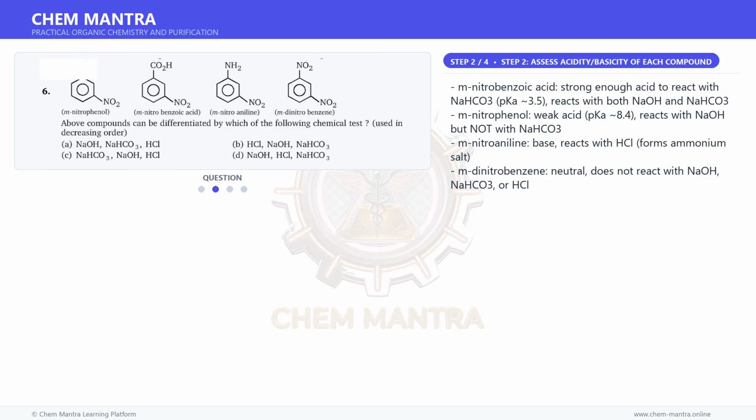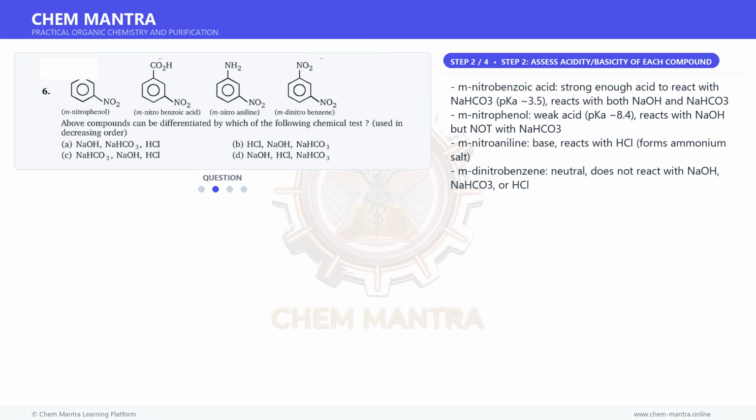M-nitrobenzoic acid, strong enough acid to react with NaHCO3, pKa 3.5, reacts with both NaOH and NaHCO3. M-nitrophenol, weak acid, pKa 8.4, reacts with NaOH but not with NaHCO3.